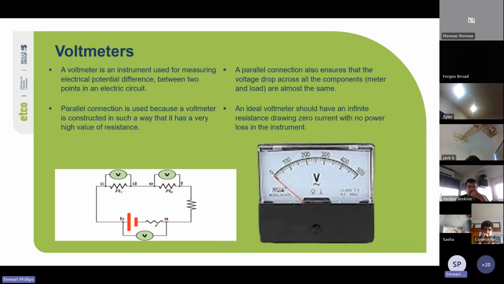Cool, so voltmeters. A voltmeter is an instrument used for measuring electrical potential difference between 2 points in an electric circuit. So a parallel connection is used because a voltmeter is constructed in such a way that it has a very high value of resistance. A parallel connection also ensures that the volt drop across all the components, meter and load, are almost the same. An ideal voltmeter should have an infinite resistance during zero current with no power loss in the instrument, but it's not ideal. Many of them aren't infinite resistance, just very, very high resistance.